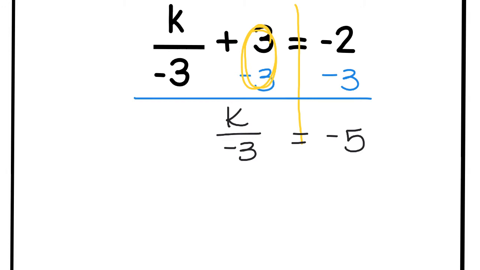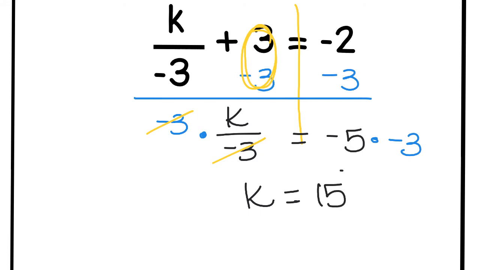Since n is being divided by negative 3, I'm going to multiply by negative 3 because my key is to use my inverses. Negative 3 and negative 3 on the left factor out, and I'm left with n is equal to negative 5 times negative 3, which is positive 15.